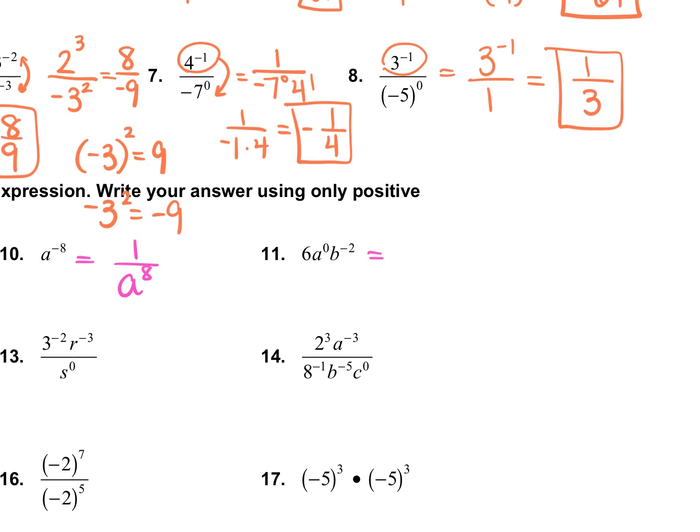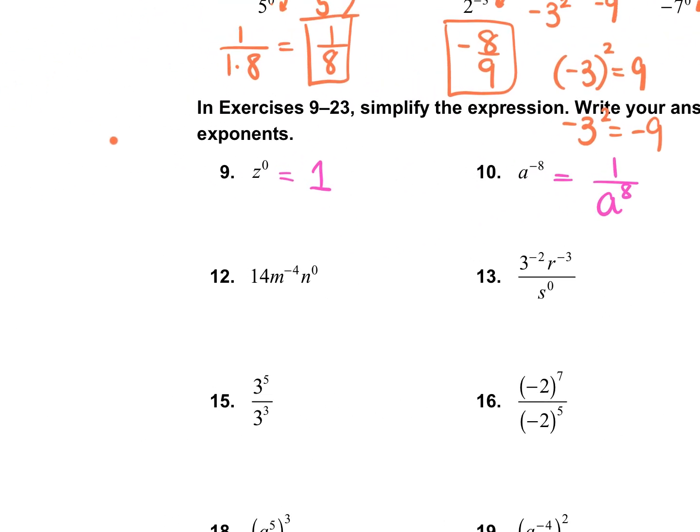These, you got to kind of go piece by piece. The only thing we can do is change that to a 1. And that B, we're going to move to the bottom. 6 stays there. So technically it turned into a 1, and then B squared is going to move to the bottom. So we would have 6 over B squared. Okay, then right here, 14 is separate. This guy is going to go to the bottom, and this is going to turn into 1. So we got 14 times 1, and then M to the 4th is on the bottom.